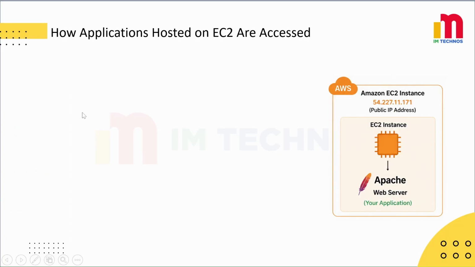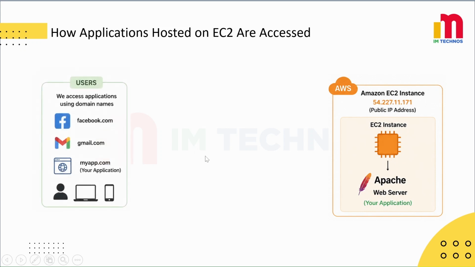Now think of it like this. Applications like Facebook or Gmail are also hosted on servers. In AWS, we call these virtual servers as EC2 instances. And we access those applications using domain names like facebook.com or gmail.com from our browser. Similarly, you can install any application on your EC2 instance and access it over the internet. For simplicity, I installed a basic Apache web server on the EC2 instance.